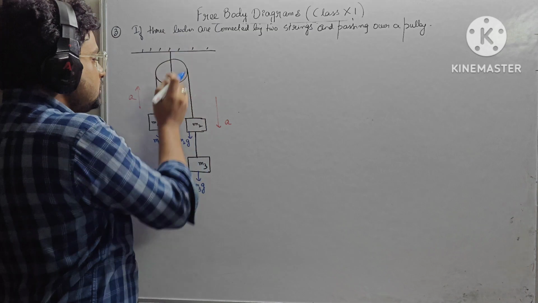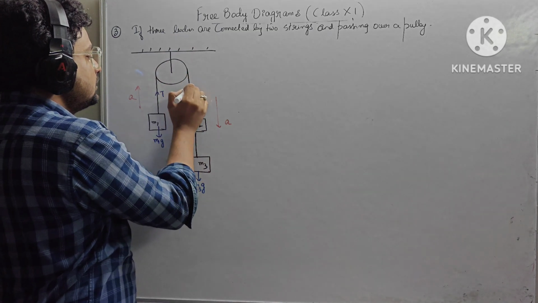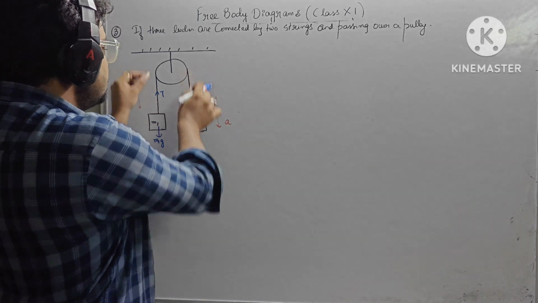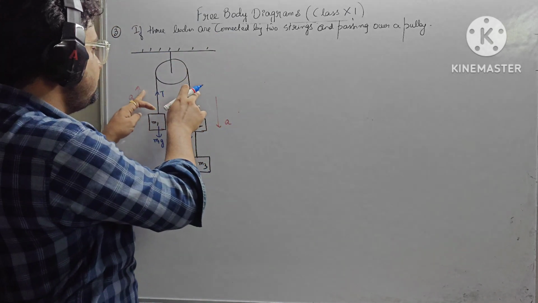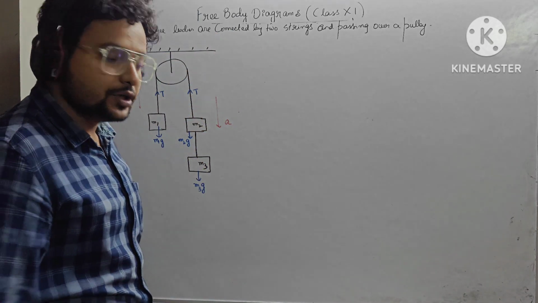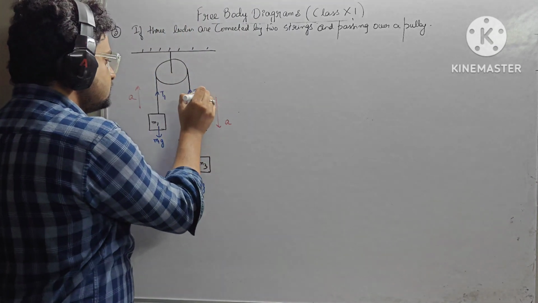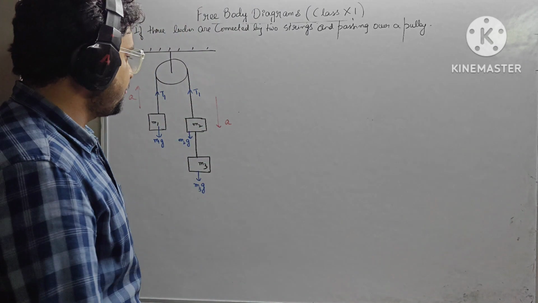This support is going to pull these bodies up, so T and T. This support is going to pull these two bodies in the upward direction with the same tension, T and T. Okay, so T and T. Or we can mark this one as T1 and T1, since there will be one more tension over here.